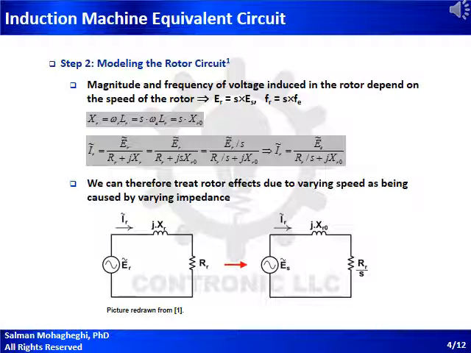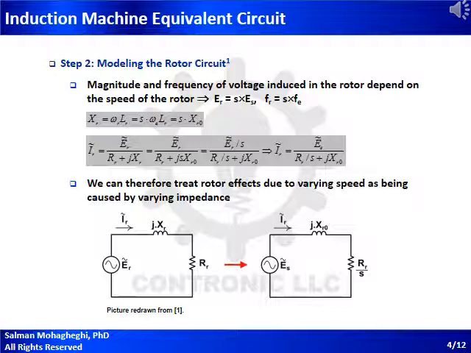Let's plug in this value in the equation for the current. So I_R becomes E_R divided by R_R plus jS X_R0. This is still indicating a circuit that is operating at a different frequency, because I have that S multiplied by X. This indicates that the frequency is not omega_E, it is S times omega_E. If I want to remove the effect of frequency, I can divide the numerator and denominator by S. In the numerator, I would get E_R divided by S. In the denominator, I would get R_R divided by S plus jX_R0.